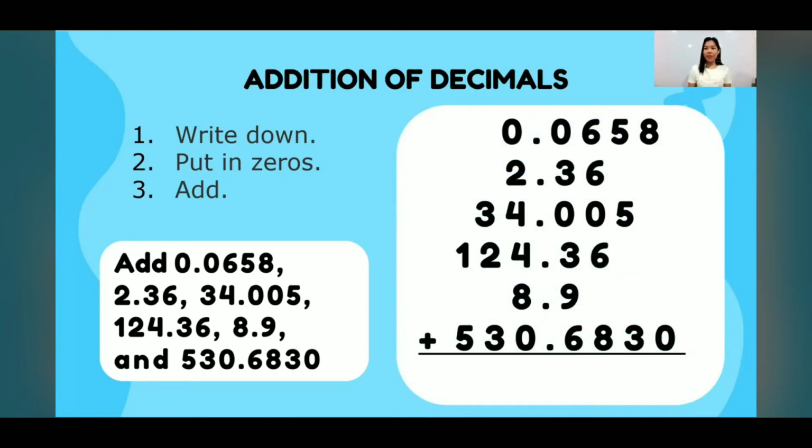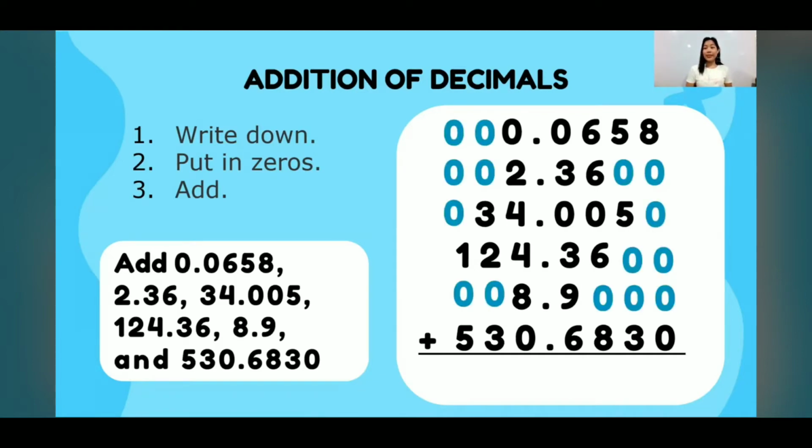Don't forget, you have to be careful in writing them. You have to place each number according to their place value. Separate the whole number part and the decimal numbers by the decimal points. Next is to put in zeros. So as you can see, our numbers now have the same length.